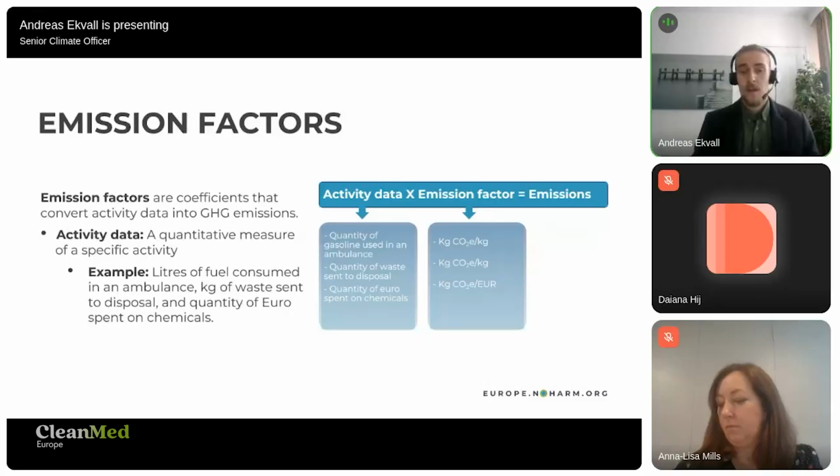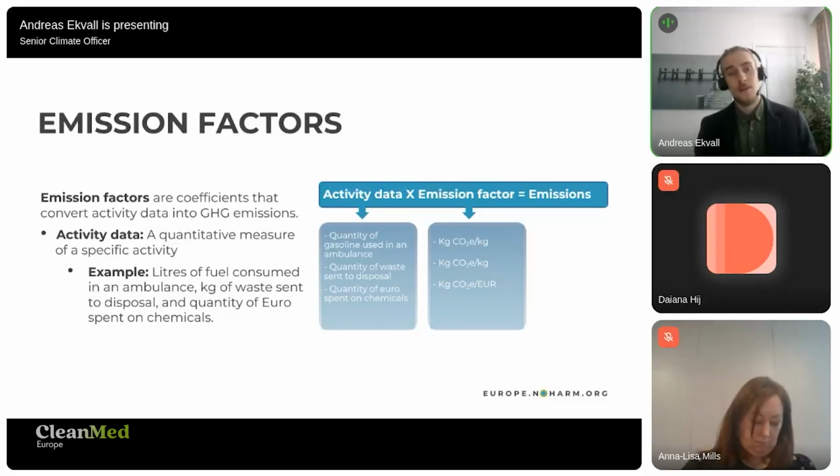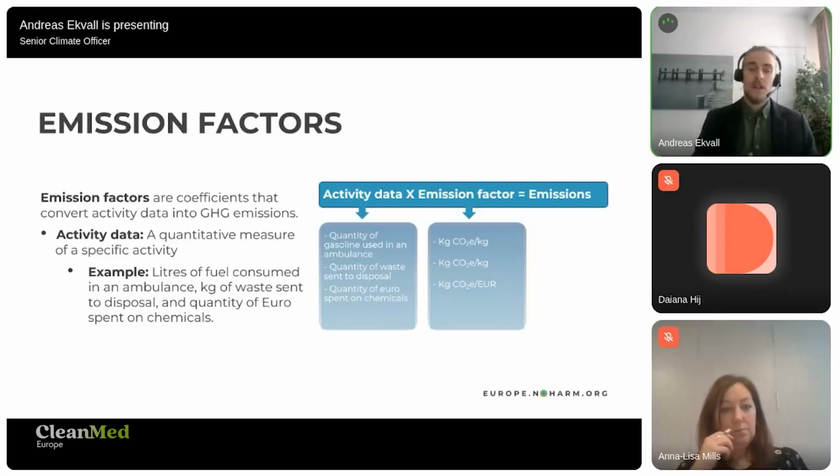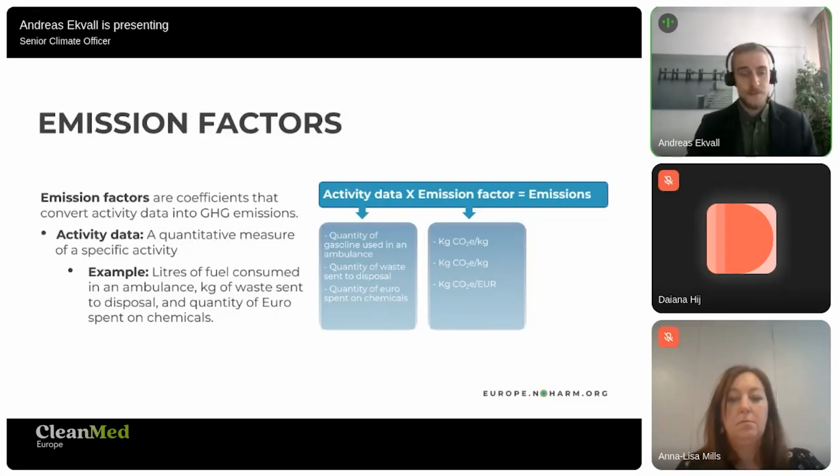Another example would be measuring the greenhouse gases of chemicals. The relevant activity data could be the amount of euros spent on chemicals, which is multiplied by an emission factor that describes the relationship between the kilograms of carbon dioxide equivalents produced per euro spent on chemicals. A crucial element to remember here is that activity data must always match the unit of the emission factor, as highlighted by the examples.